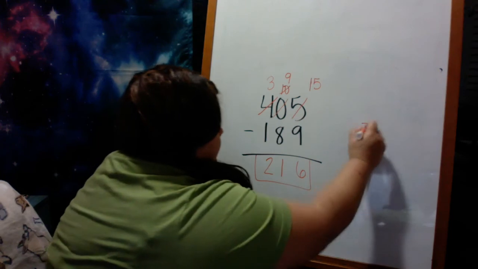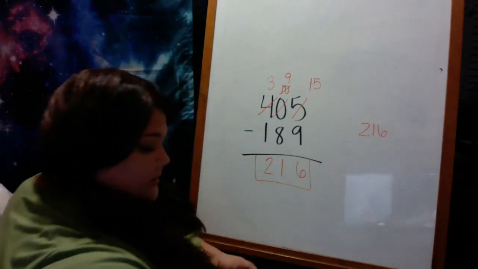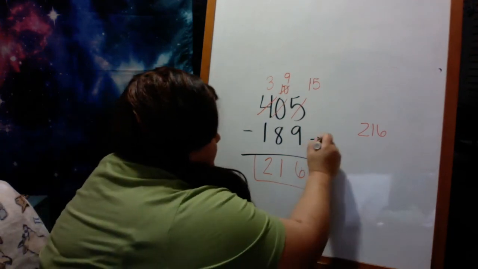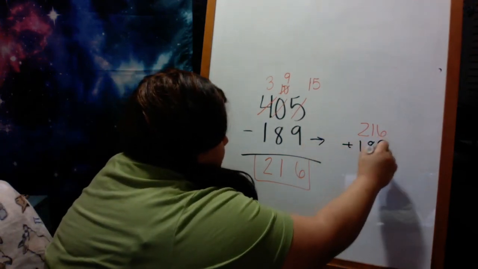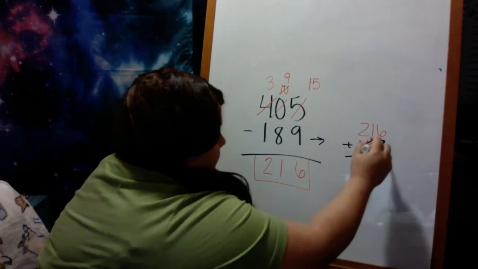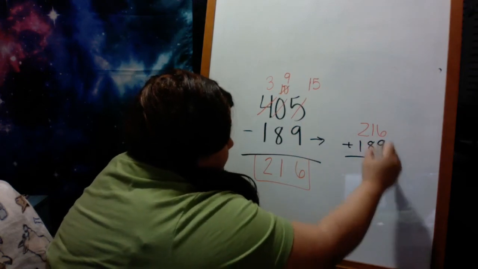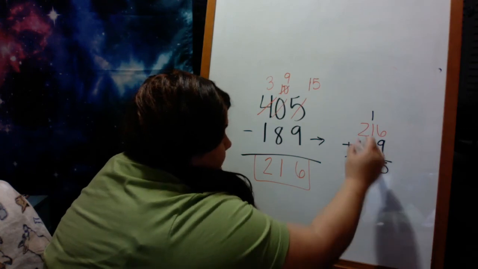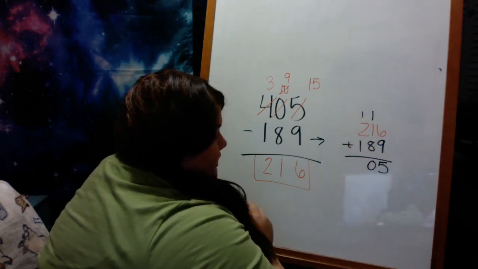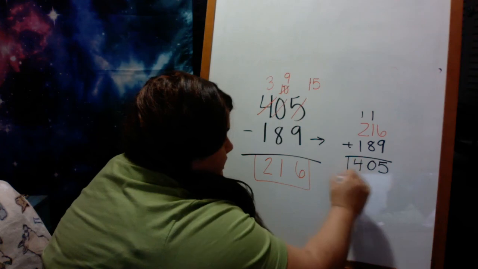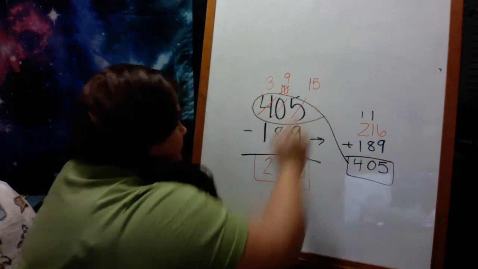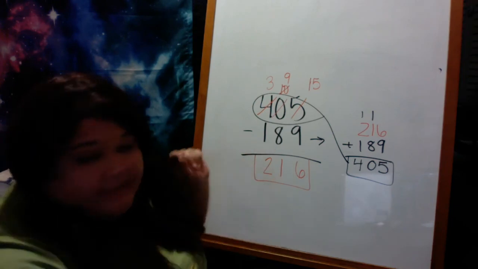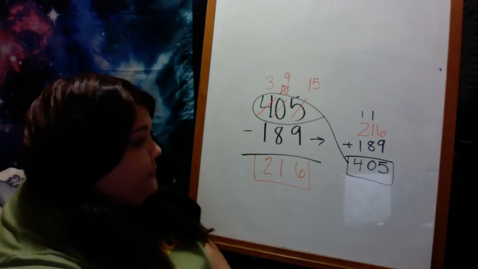So I'm going to check my work. 216 plus 189 should equal that. 6 and 9 make 15. 1 plus 1 is 2. 2 plus 8 is 10. 1 plus 2 is 3. 3 plus 1 is 4. My answer is 405. It matches, so 405 minus 189 does indeed equal 216.